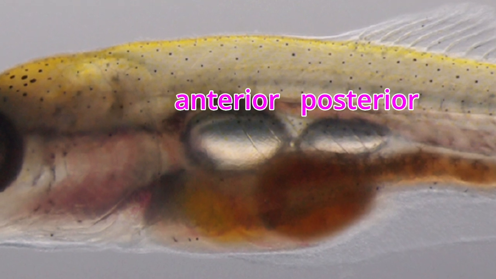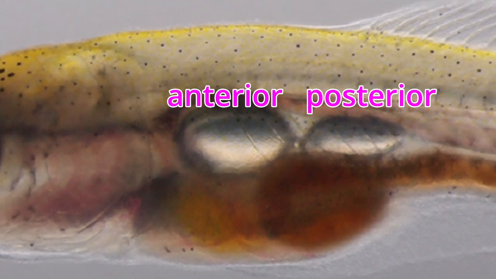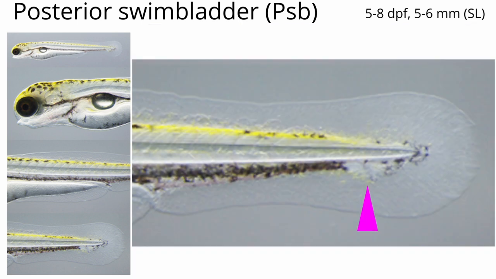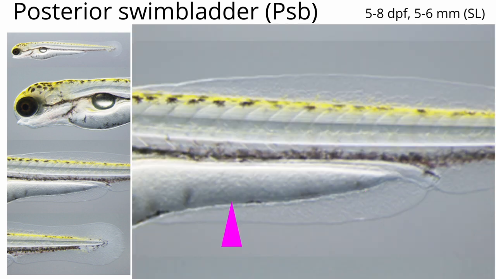Goldfish have two swim bladders, anterior and posterior. The posterior one inflates first. The previously noted white area on the caudal fin is becoming increasingly prominent. This stage of larvae retains yolk.